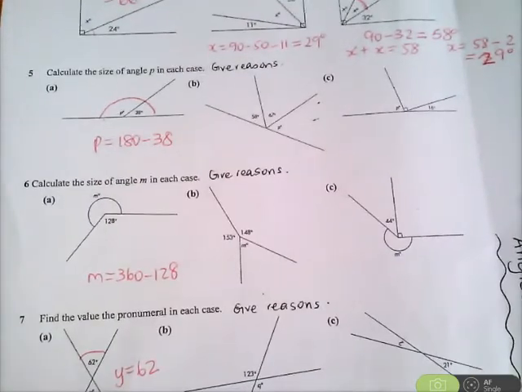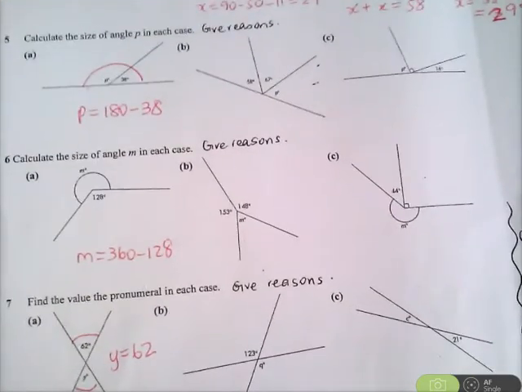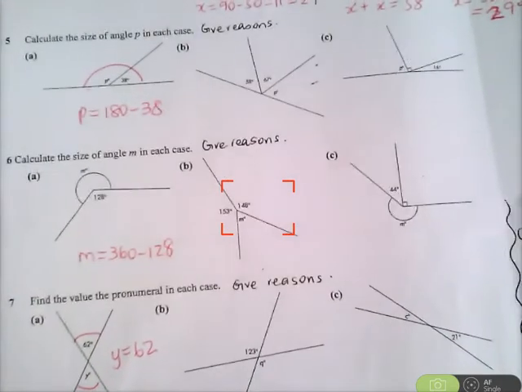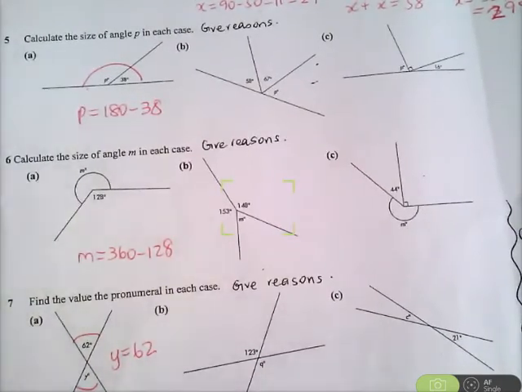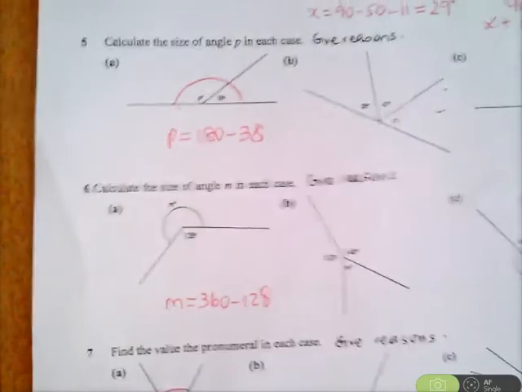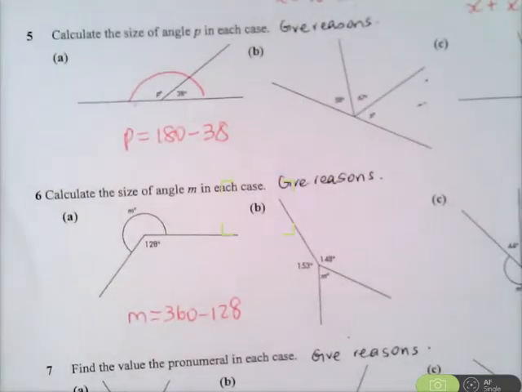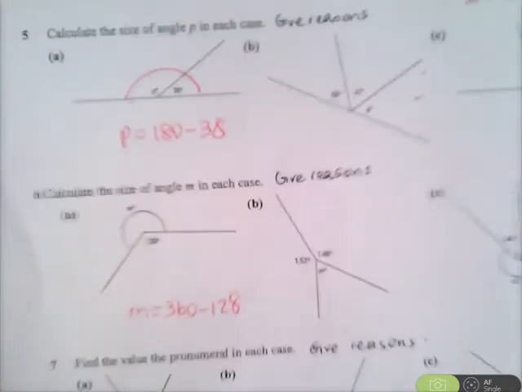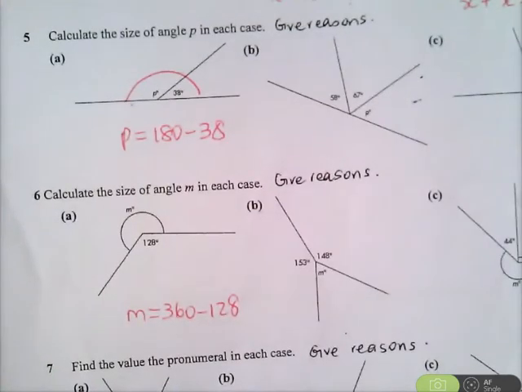Now, for question 5, you have to find the size of angle P in each of those questions A, B, and C and give reasons. Okay, now these look a little bit small, so I'll zoom in a little bit more. Okay. Now you have to see what sort of angle you have before you start these questions.